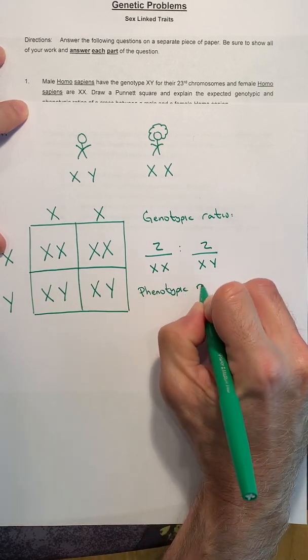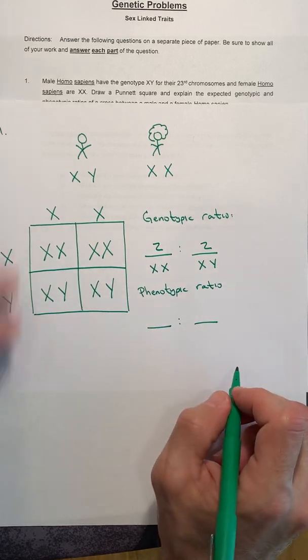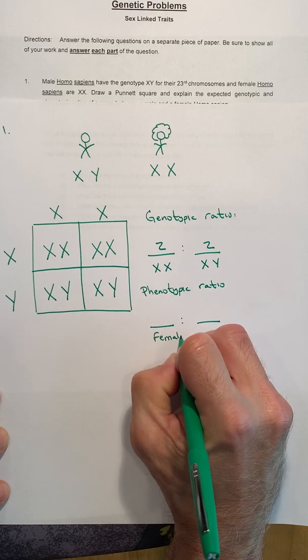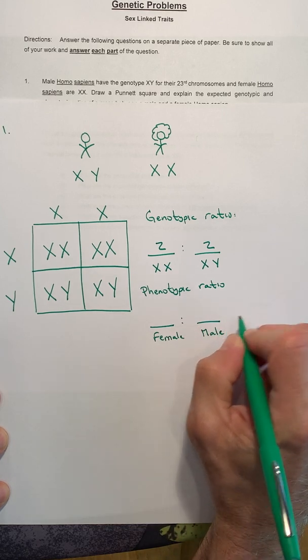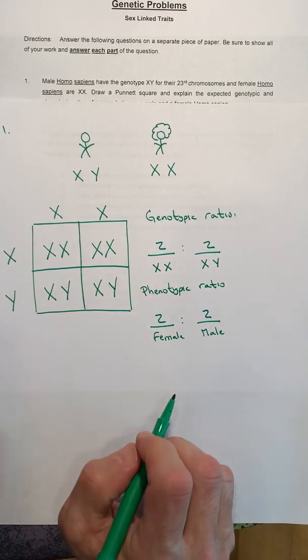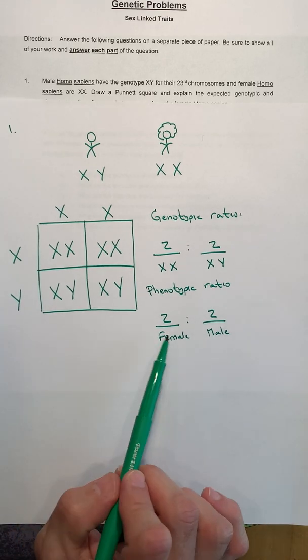And then your phenotypic ratio, the offspring is either female or male. Possibilities are 2 and 2. So the probability of a male or female child every time is 50-50.